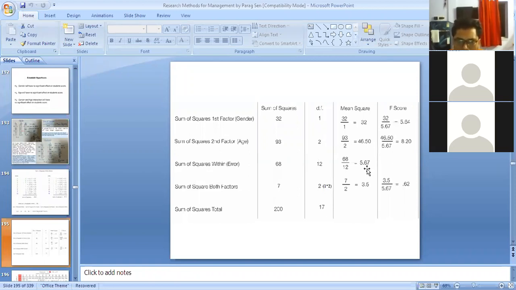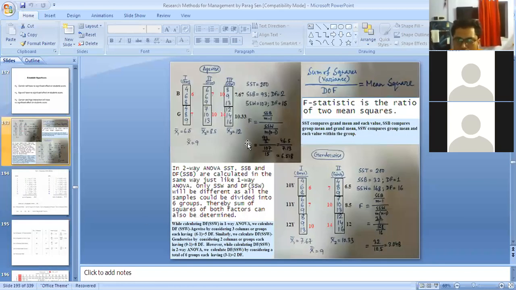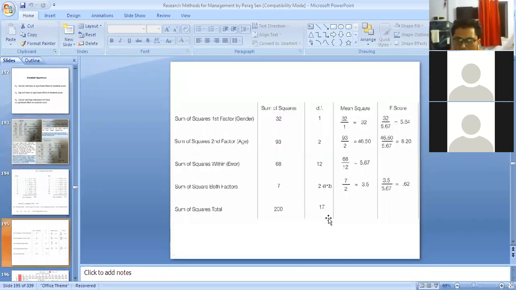Then you are calculating the sum of square within error. Sum of square within error, you will be calculating. I will show you how to calculate this. And sum of square total is 217, just like this, 217. So that you are also putting here. Now you need to calculate the sum of square within error.